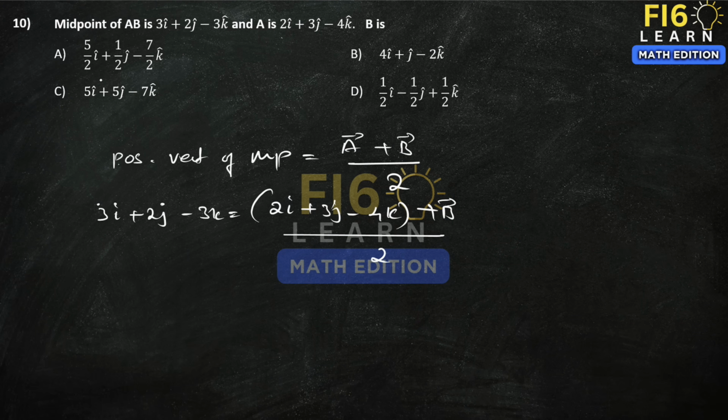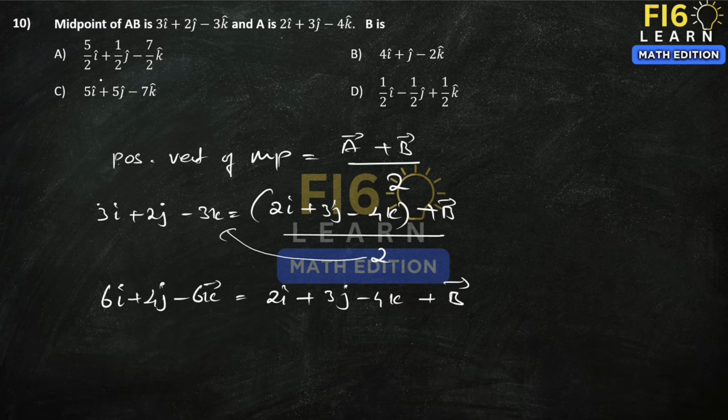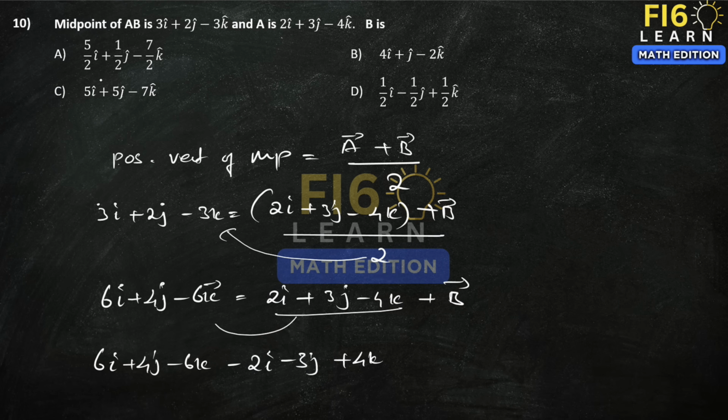Now we can rearrange this. I'm bringing this 2 to this side, so we will get 6i plus 4j minus 6k is equal to 2i plus 3j minus 4k plus B vector. I just multiplied by the 2. Now we can bring all the terms to this side, so we will get 6i plus 4j minus 6k minus 2i minus 3j plus 4k equal to B vector. So all the terms on the right side are brought to the left, and we will be left with B on the right side.